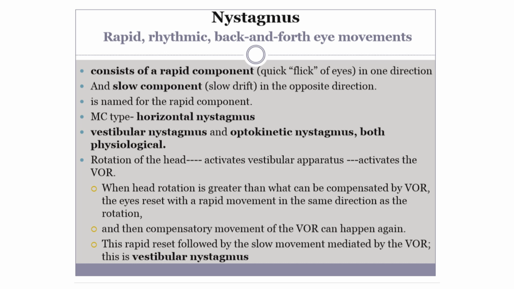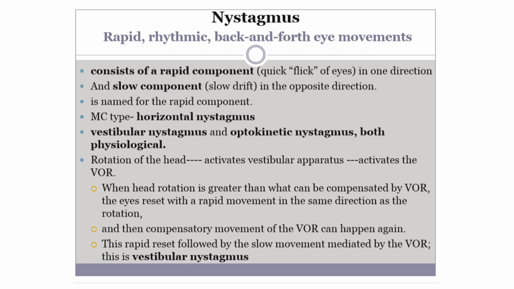Let's talk about nystagmus here. It's a rapid, rhythmic, back and forth eye movement. It consists of a rapid component, a quick flick of the eyes in one direction, and a slow component, or a slow drift in the opposite direction. We're going to name it for the rapid component. So we're going to look here at horizontal nystagmus: we have vestibular nystagmus and OPK nystagmus, or optokinetics.